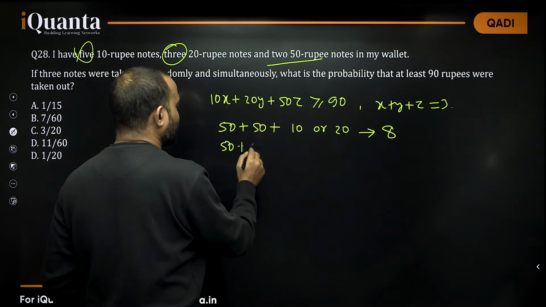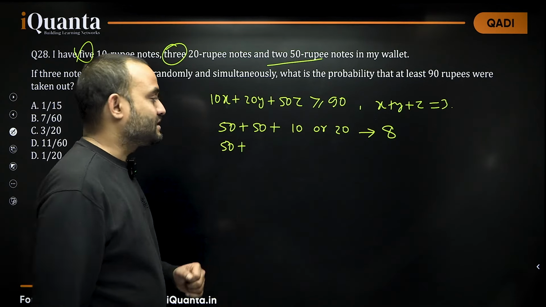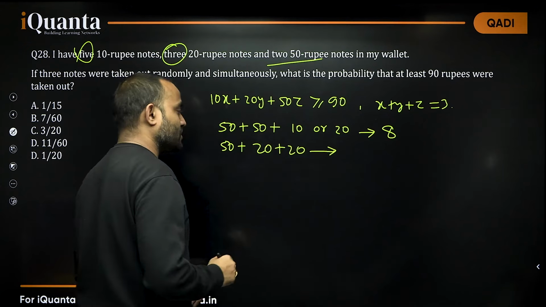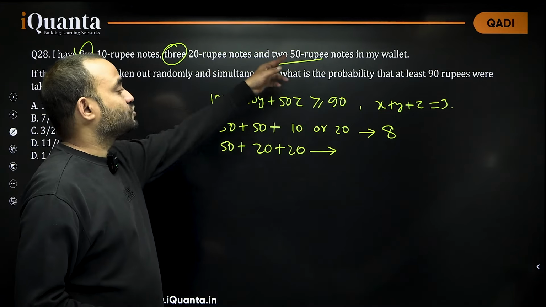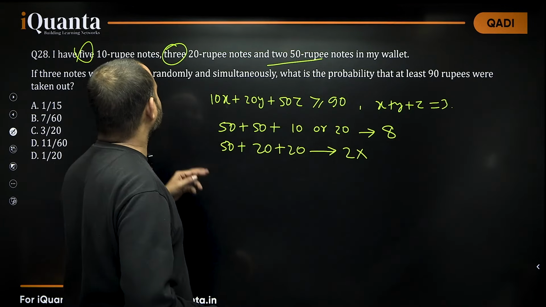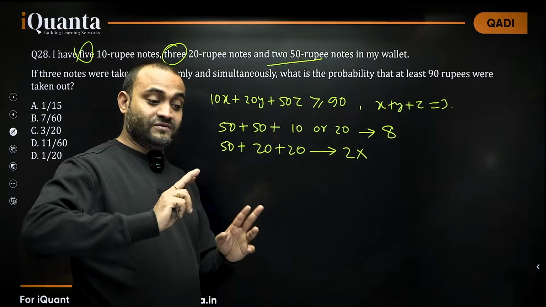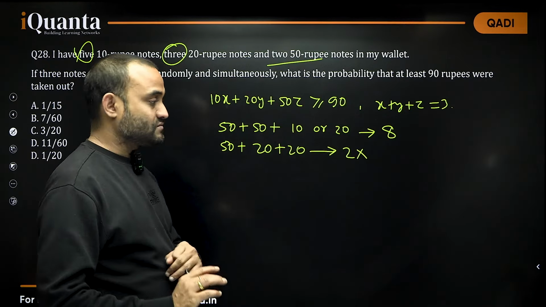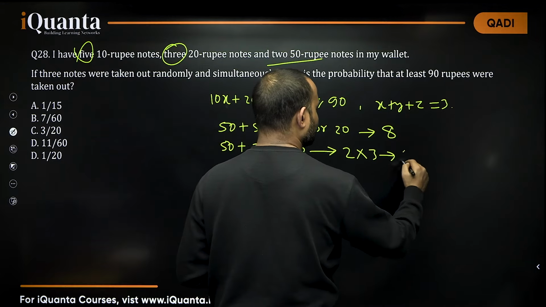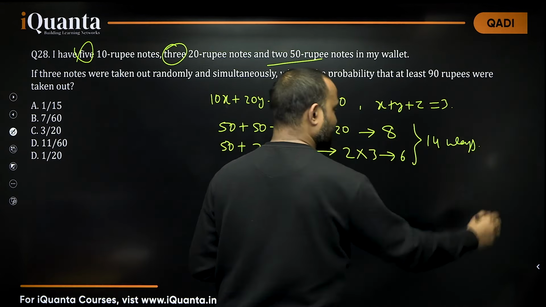If there is only 1 50-rupee note, then the sum of the 2 other notes should be at least 40. That is only possible when we are taking 2 20-rupee notes. So number of ways this can be done: there are 2 50-rupee notes, if you are choosing one, there are 2 ways of doing this, and there are 3 20-rupee notes. If you are choosing 2 of them, means you are leaving 1 out of 3, so that can be done in 3C2, that is 3 ways. So total it will be 6 ways. The number of ways of doing this is 14.